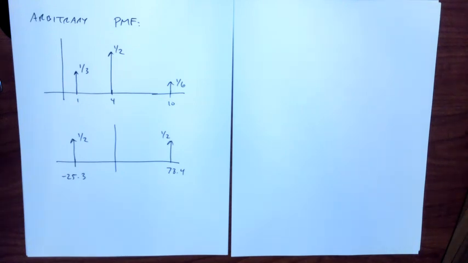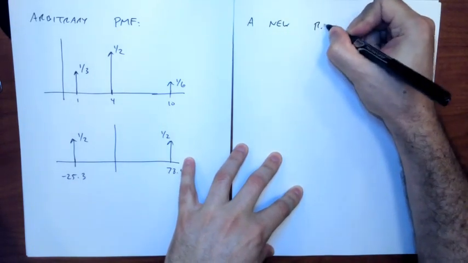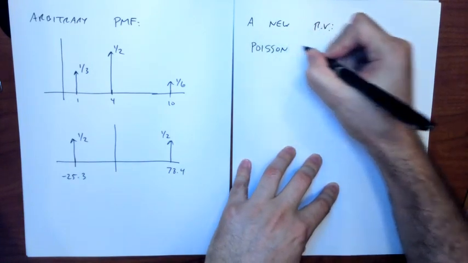All right. So let me do a random variable that has a name that is a new one. Let's do something new for once. A new one is called a Poisson random variable. Yes, like the fish.